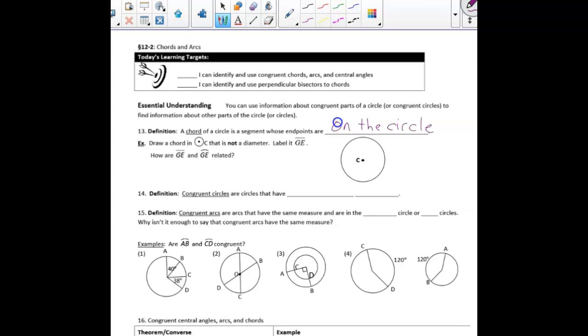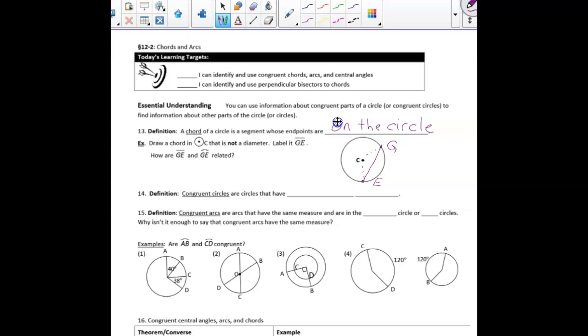Now it is important to understand that a chord is not a diameter. It is formed by 2 points that are on the circle, but when you connect those 2 points, it is not a diameter. It is a separate line. Okay? It does have a relationship to the center of the circle because the points can form a radius.